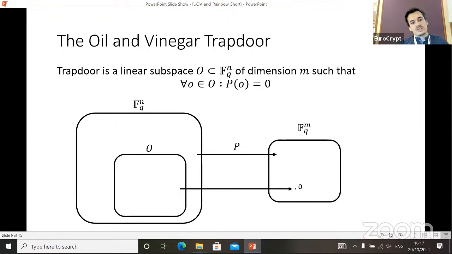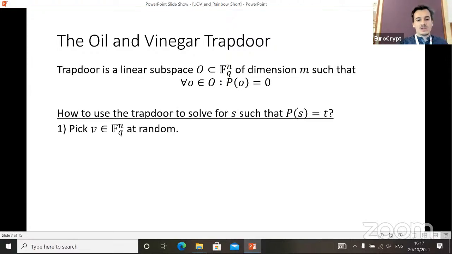The trapdoor is really simple. It's just a linear subspace O of your input space of dimension m, where m is the dimension of your output space, such that P vanishes on O. That means for every vector o in this space O, we have that P of o is equal to 0. It turns out that if you know such a space, then sampling a pre-image is actually very easy. So how do you do this?